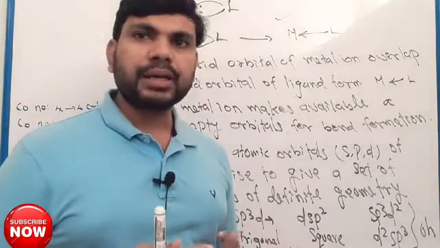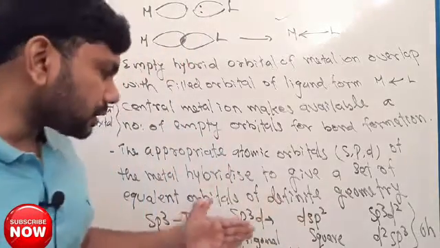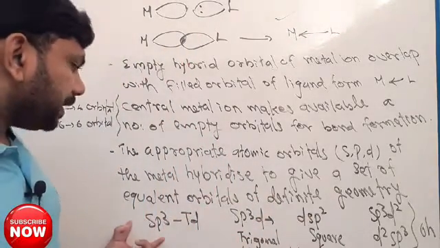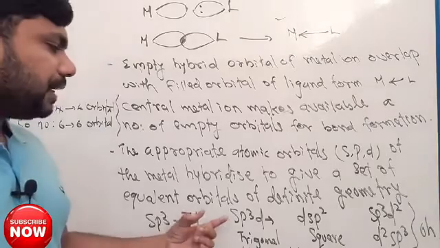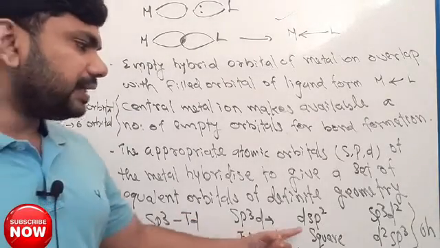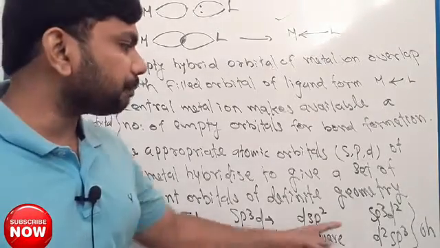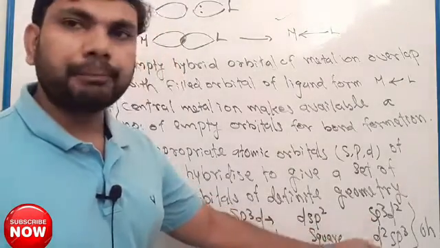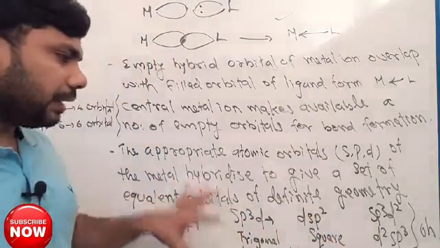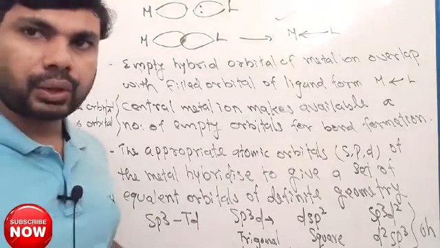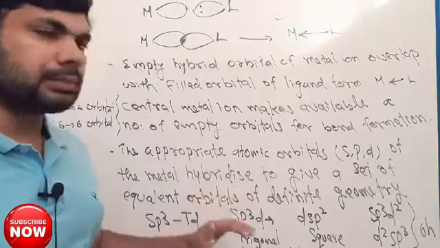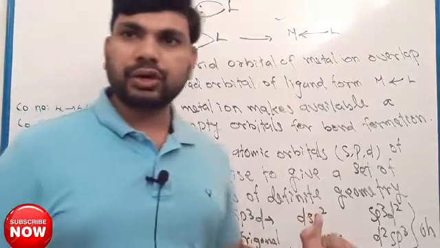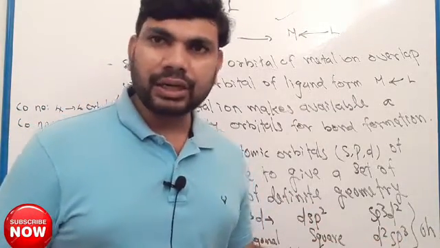After hybridization, these are the possible hybridizations: sp3 hybridization, sp3d hybridization, dsp2 hybridization, sp3d2 or d2sp3. These are the different hybridizations formed. These are the different possible hybridizations in coordination compounds we have to understand here.